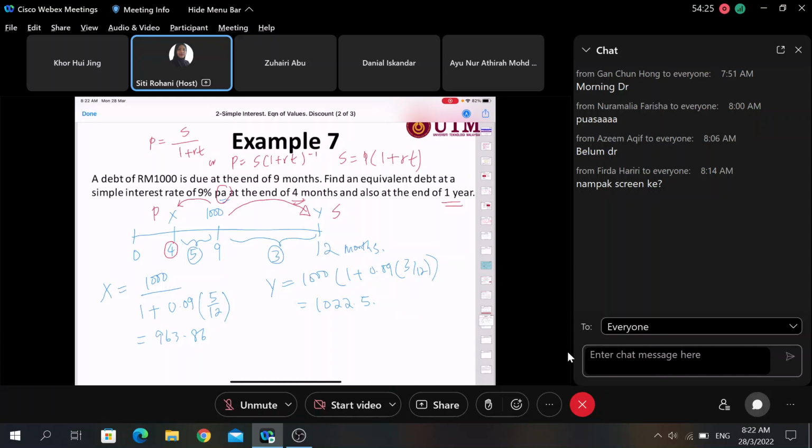And then 1 plus your R is 0.09. And here the difference between 9 and 12 months is 3. So 3 divided by 12. So 1022.5. So the value of your Y.